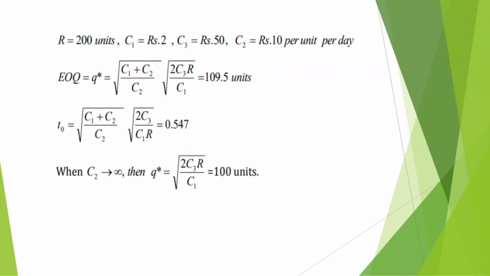Now when C2 tends to infinity, that's what is given in the question, then we have the Q star value is root of 2 C3R by C1, that is 100 units.